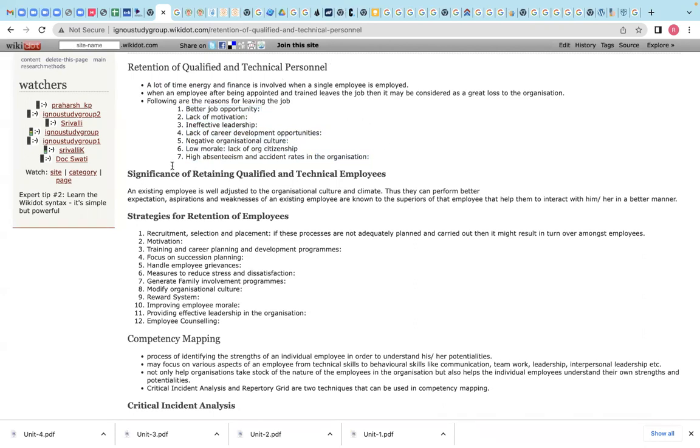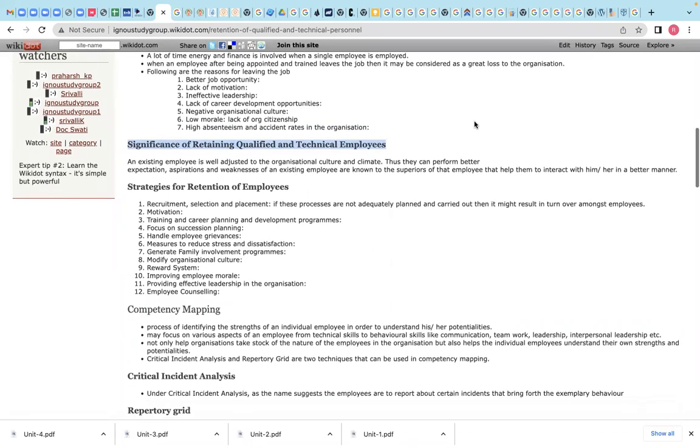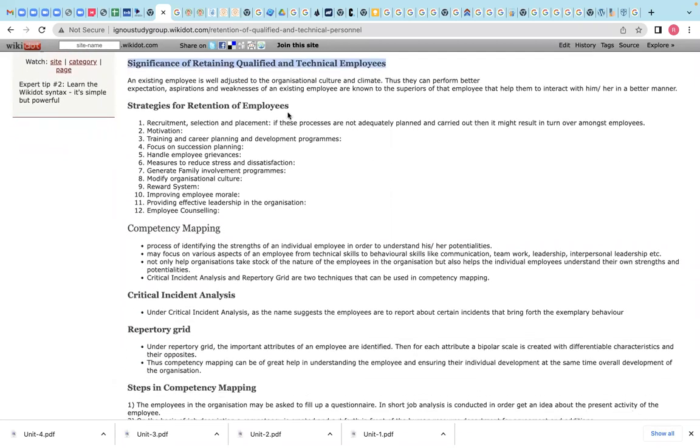Next one, which is significance of retaining. It is again emphasizing why you need to actually retain, right? An existing employee can actually do the job better. Obviously the expectations, aspirations, weaknesses are known. Supervisors and superiors would also be very comfortable dealing with the existing employee because you know what he can do, what he cannot do, right?